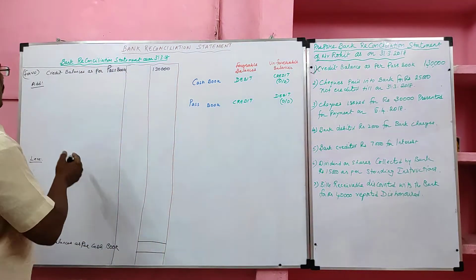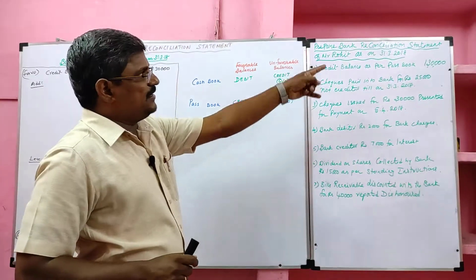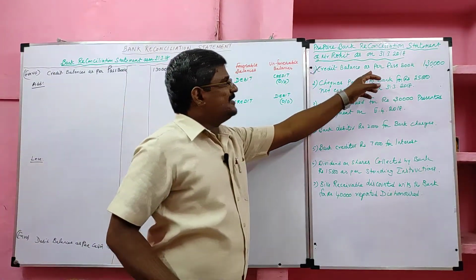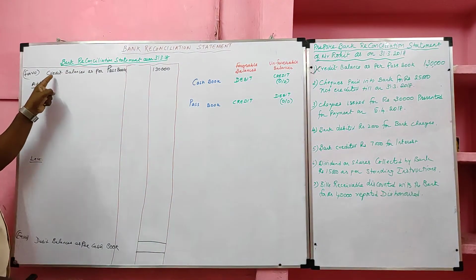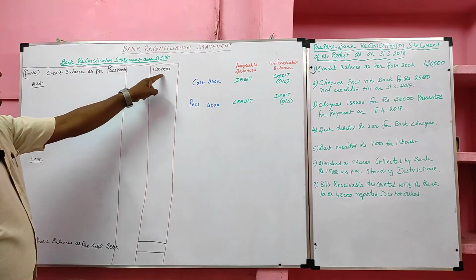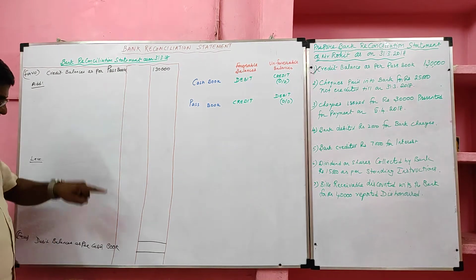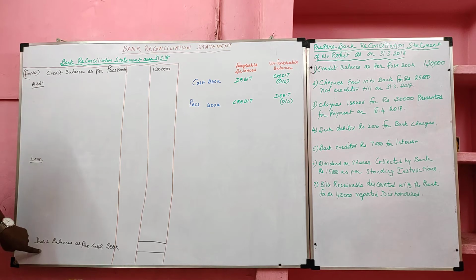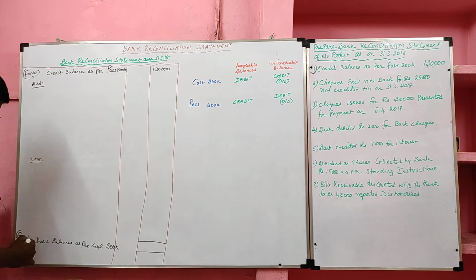Now, bank reconciliation statement as on the date is given, 31st March 2018. Credit balance as per passbook is given. How much? 1,30,000. That is the starting point. With the help of this we can ascertain the ending point. Here cash book means here passbook. Passbook credit balance means cash book debit balance. So it starts with a favorable balance, ends with a favorable balance.